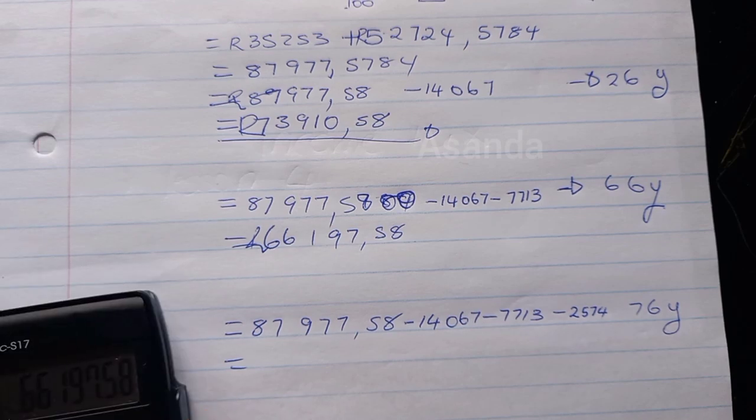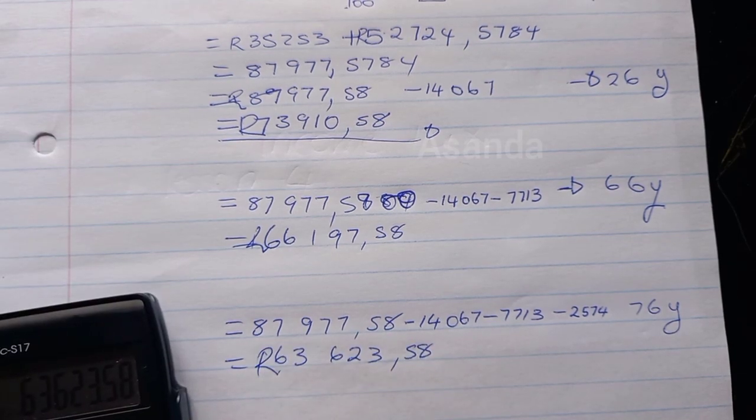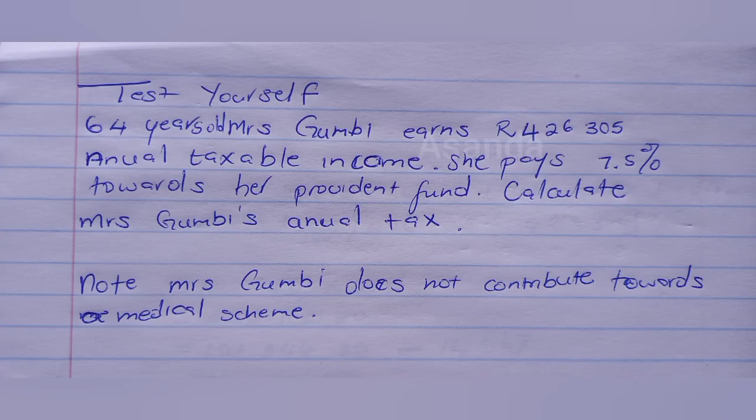Okay, let's see how much. 64-year-old Mrs. Kumbi earns 426,305 rands annual taxable income. She pays 7.5% towards her provident fund. Calculate Mrs. Kumbi's annual tax. Do note that Mrs. Kumbi does not contribute towards a medical scheme.